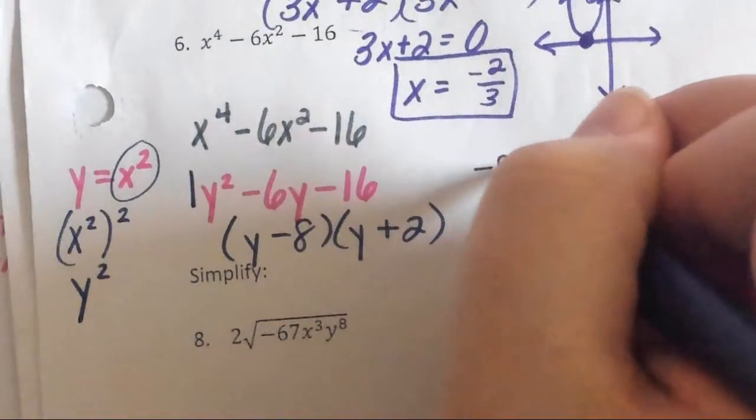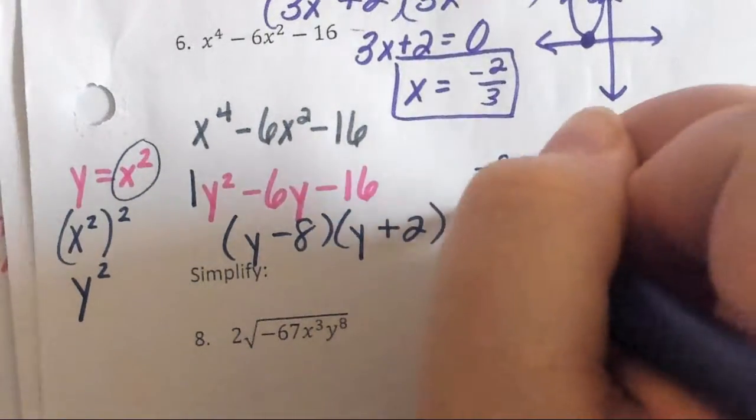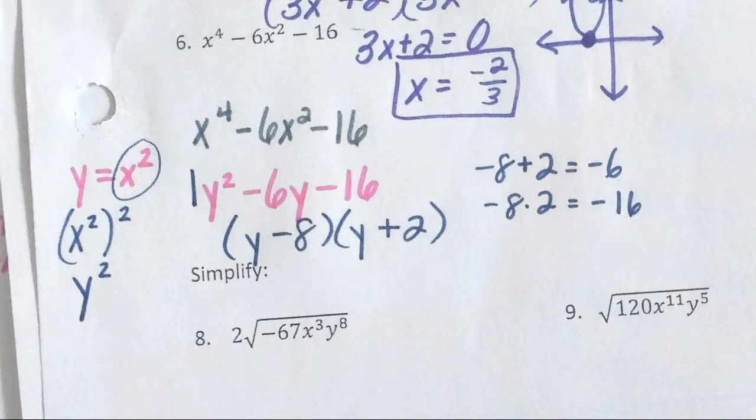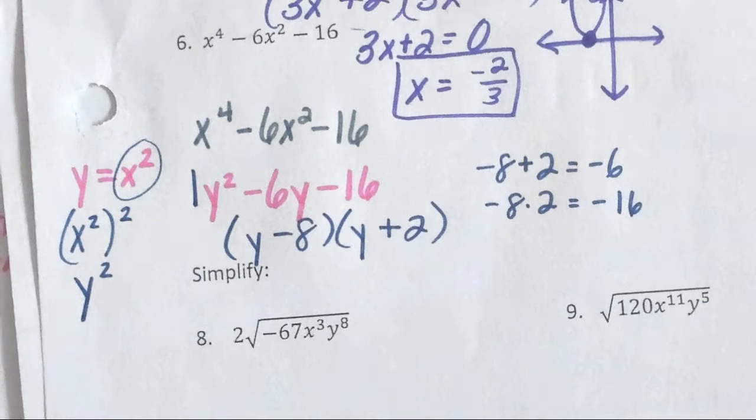So negative 8 plus 2 is negative 6. Negative 8 times 2 is negative 16. So Elliot's right. It's negative 8 and positive 2. I want to circle that and say I'm done. Why can I not do that? Well, it didn't say I had to solve. Why am I not done? Well, then, if we FOIL it back out, then we've undone our factoring. So what was the point?